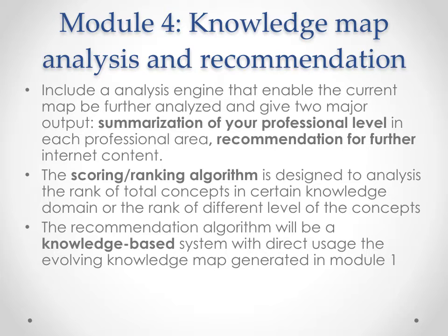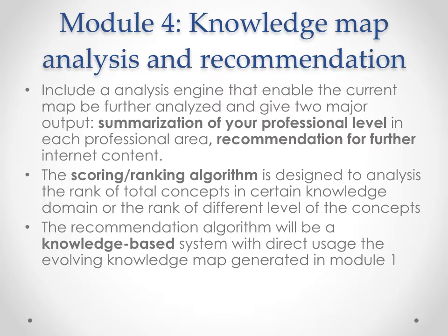For example, if it's a kindergarten level, I give you a score of 1, and if it's the highest, like a PhD level, I give you a score of 10, and there are ranks in between. And then the recommendation algorithm will be a knowledge-based system that directly uses the evolving knowledge map generated in Module 1. So basically, after you get your rank, it will locate the corresponding level of knowledge in the knowledge-based system generated in Module 1 and give you the recommendation properly. So you don't want to recommend things rated for a kindergarten level to a PhD level student. So that's the general idea.